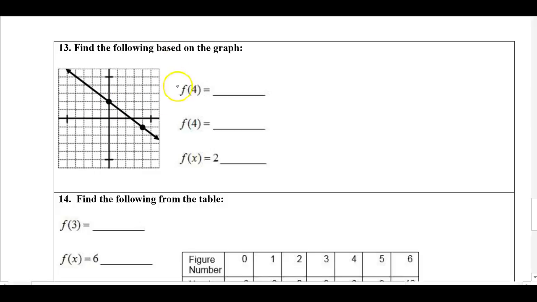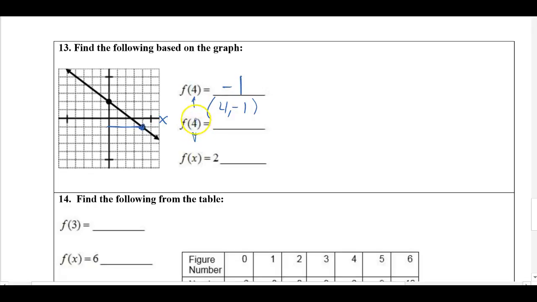Okay, starting with this graph, we're given the input and we need to find the output. For 4, remember we're looking for the y value, because the input is 4, which is our x. So I go to x equals 4, so 1, 2, 3, 4, and then I need to go to the graph either up or down. To get there, I have to go down. So at that point, the y is -1. That is our output, -1.